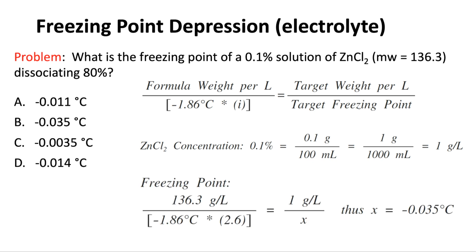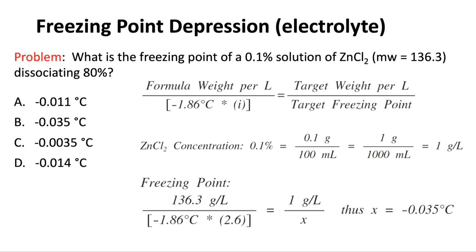So now we can go ahead and fill in all of the numbers in our formula. What we know is that the molecular weight of zinc chloride is 163.3, so we have 163.3 grams per liter on top, over the negative 1.86 degrees Celsius times I. What we just did on the previous slide was calculate that the I for zinc chloride with 80% dissociation was 2.6. Okay, and if you don't remember where that came from, just drag back to the previous slide and review that calculation for the zinc chloride. We just completed that one, and we said that the zinc chloride at 80% dissociation was 2.6.